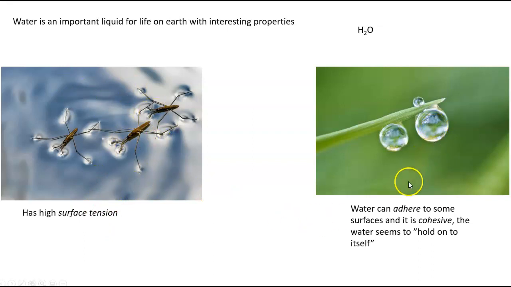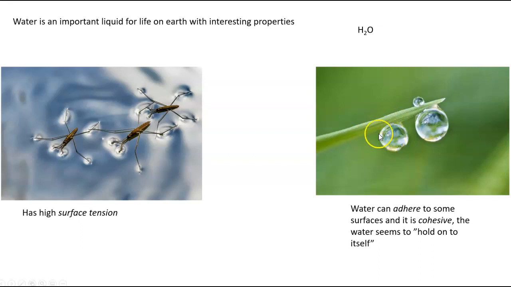And similarly, water is also able to adhere to certain surfaces like this one. So we would expect water to just fall down this blade of grass, but instead it actually is attached to it. So that's part of water's adhesive properties. Water is also cohesive. It means that it holds together to itself, kind of. So the water molecules seem to hold on to each other.